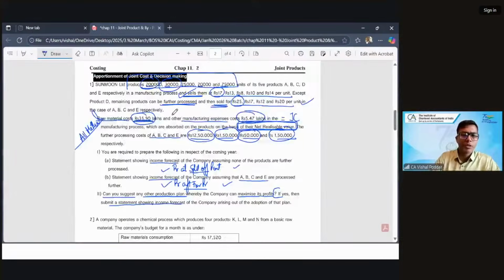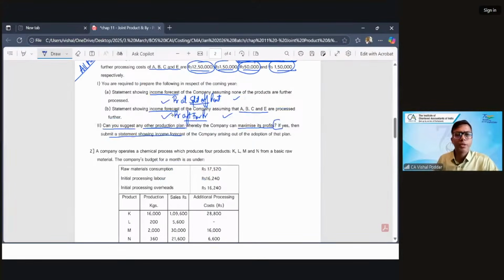Question 2, Roman 2 says, can you suggest any other production plan? Correct. Now, there is no other production plan. It is simply when you will sell the product. That is what is different. There is no other production plan. So the production is same, what you have already done. The only thing is when you will sell these products.